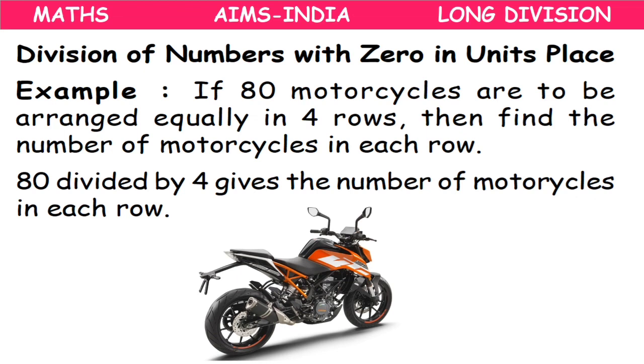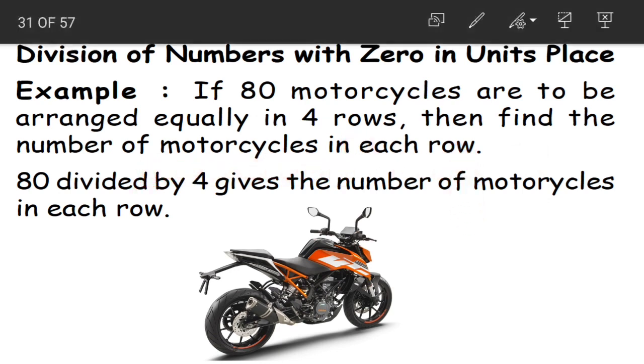Division of numbers with 0 in units place. What do we have? Example, if 80 motorcycles are to be arranged equally in 4 rows, then find the number of motorcycles in each row. We have 80 here. What does 80 have? 80 has 0 in the units place or the ones place. So how will we divide when a number has 0 in the units place?